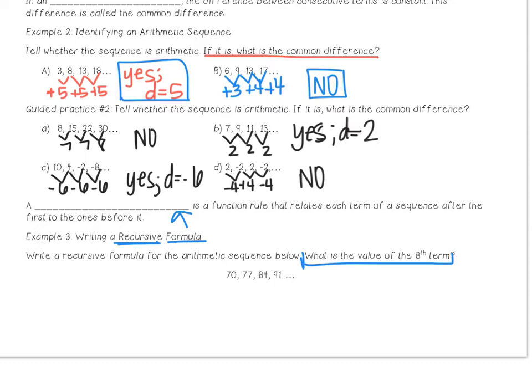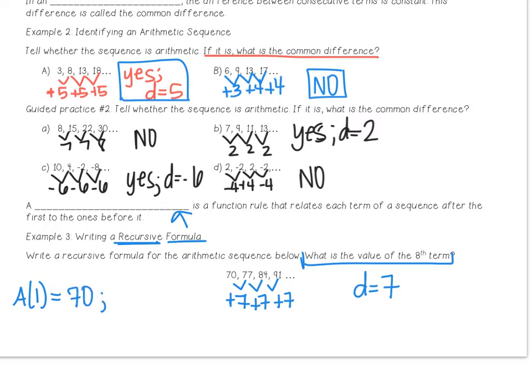So we've got the sequence 70, 77, 84, 91. The first thing you always need to do is look for the pattern. What I'm doing each time here is adding 7. So my common difference is 7. To write a recursive formula, you always need to state the first term. So that's A sub 1. That means the first term, and the first term is 70.